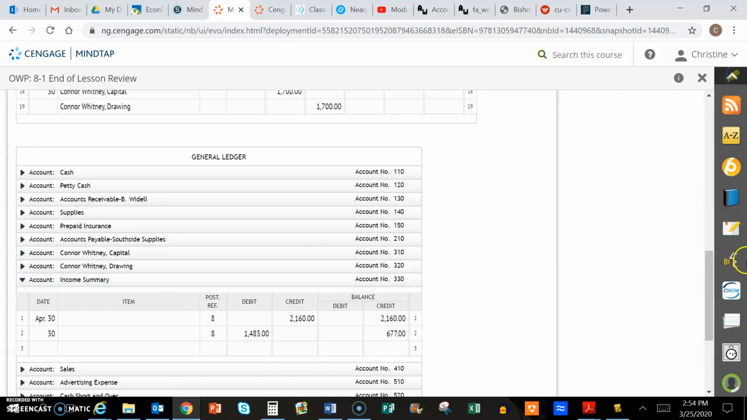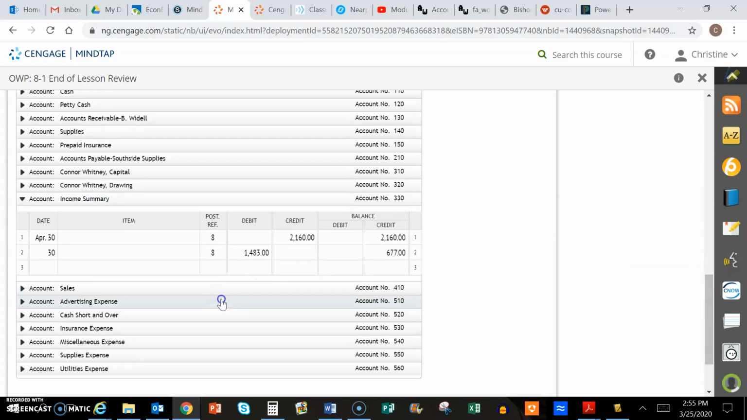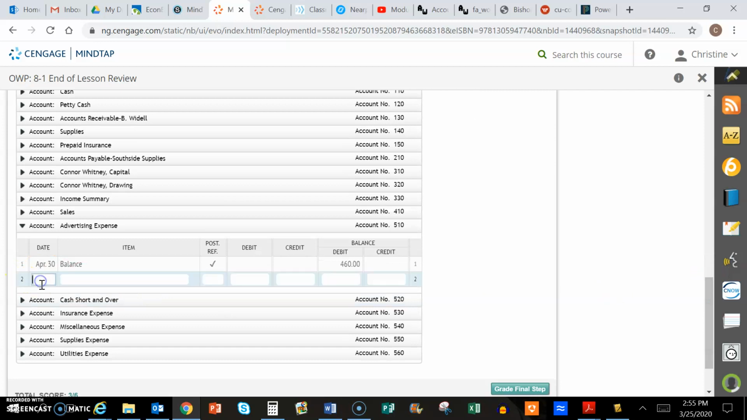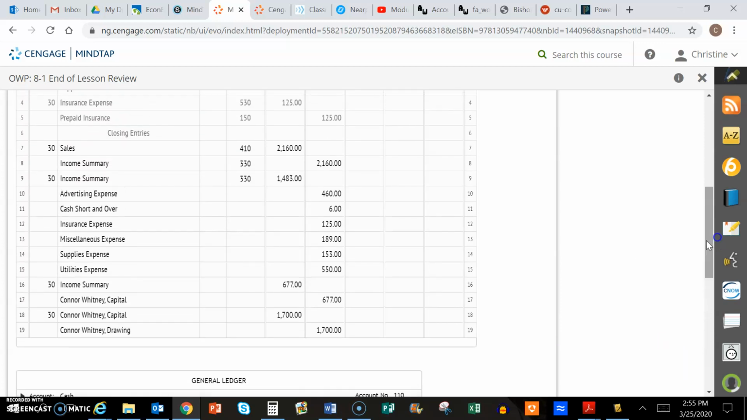So advertising expense is 30. Post reference is 8. It's a credit of 460. So my balance is 0, 0. Since the 0 stays, the system wants it. So whenever you try to plug it in, if it stays, that means it wants it there. If it bounces out, then it doesn't need it.